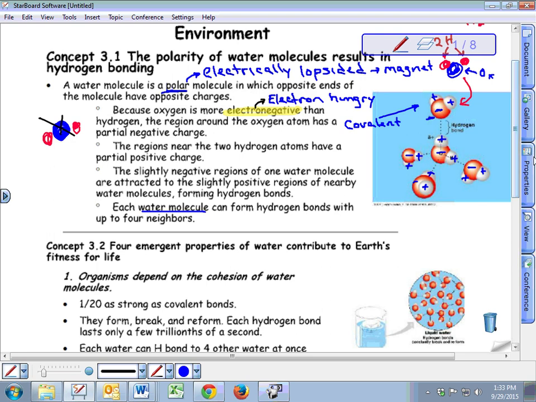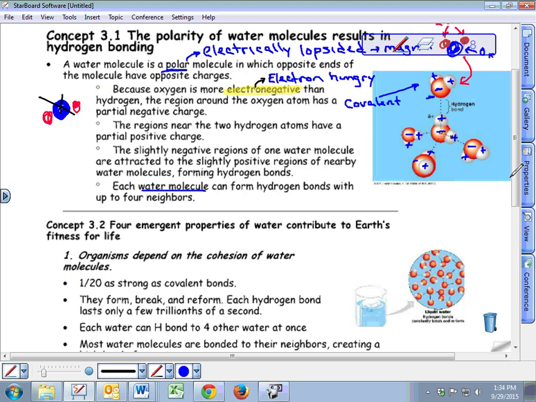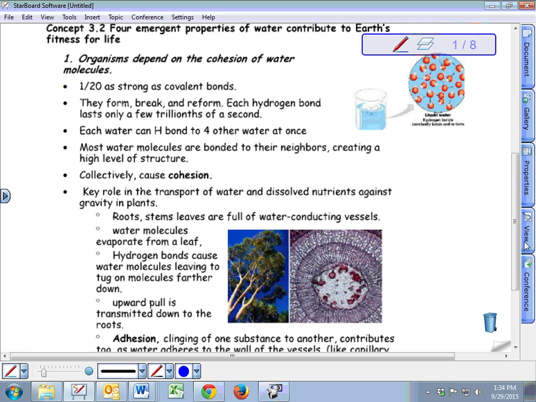And that's what causes the different states of water. So this is what's happening. They all want to hang on to each other with this sort of little positive, negative magnetic attraction. That characteristic is what causes all of the useful properties of water for living things.